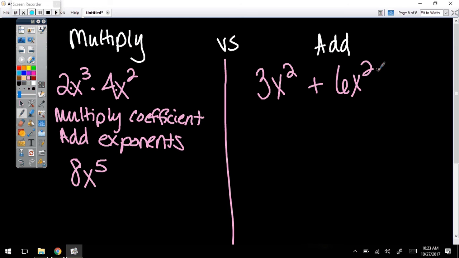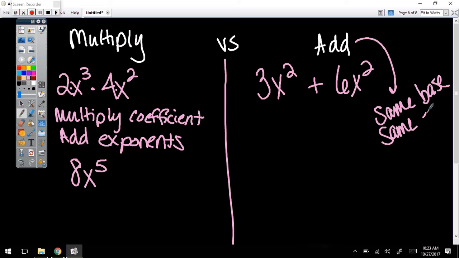Tell me, before you add terms, you can't add any two terms together. They have to be special. What has to be special about them? To add, they have to be the same base and the same exponent. What is that called if they have the same base and the same exponent? That's called like terms. You can only add or subtract like terms. Same base, same exponent.